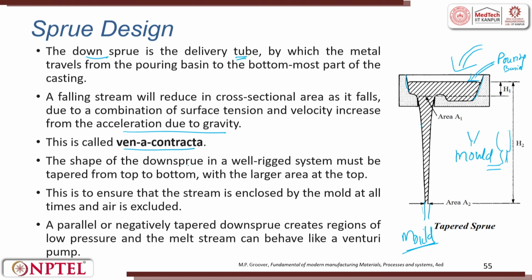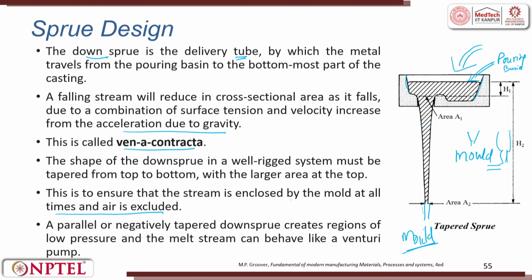The shape of the down sprue in a well-rigged system must be tapered from top to bottom with the large area on the top. This is to ensure that the stream is enclosed by the mold at all times and the air is excluded, because finally the mold is like a box. The box is filled with air. As and when a liquid enters, the air should go out.